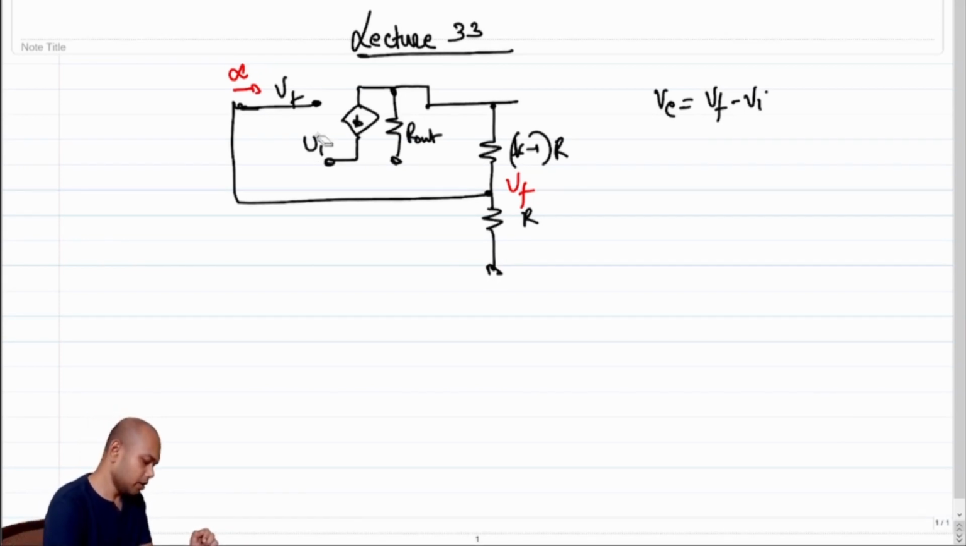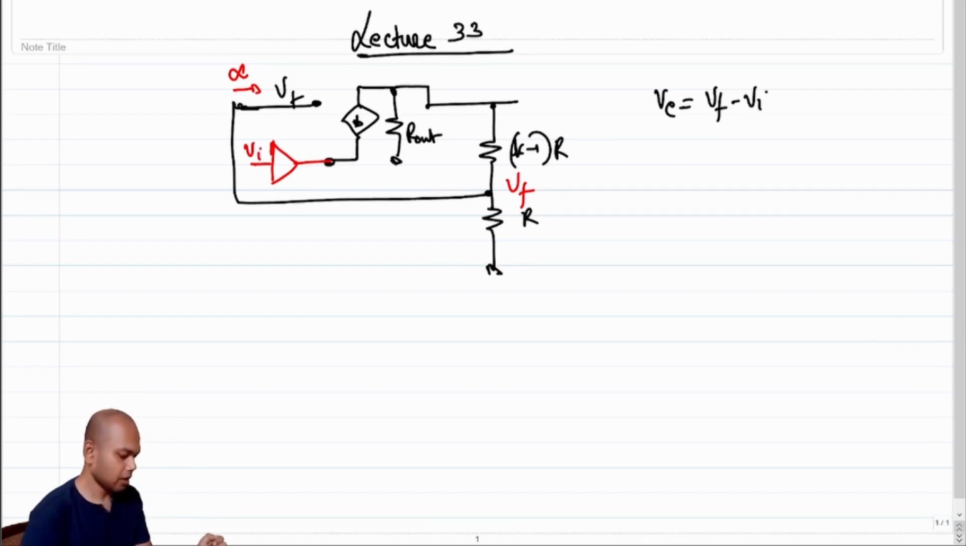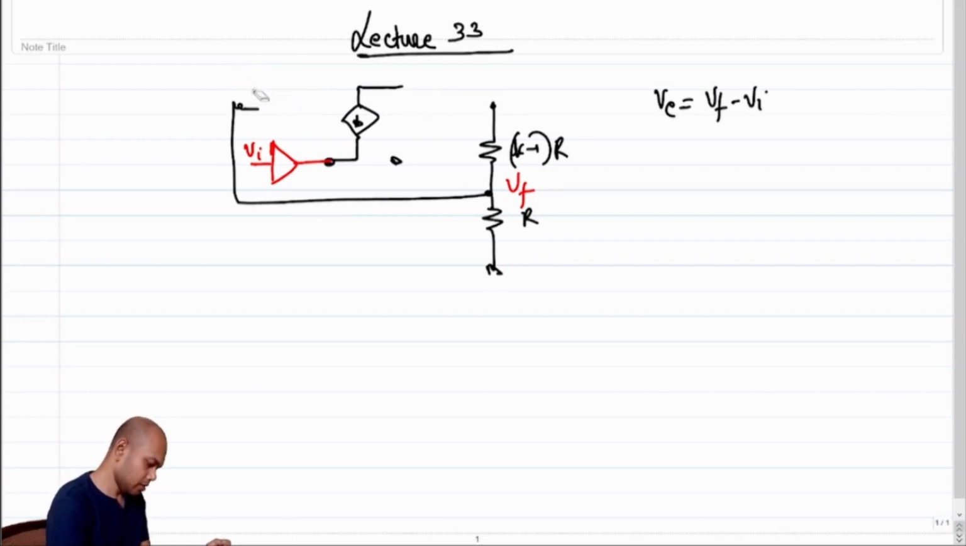So what we can do is maybe use a voltage buffer and apply a voltage Vi. Then we rearrange this circuit in a slightly better way so that it made sense. What did we do to rearrange? Let's do this. Ultimately this is a voltage controlled current source. So this is Vf.